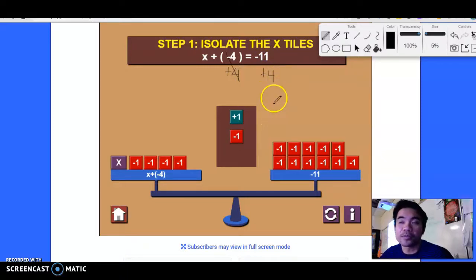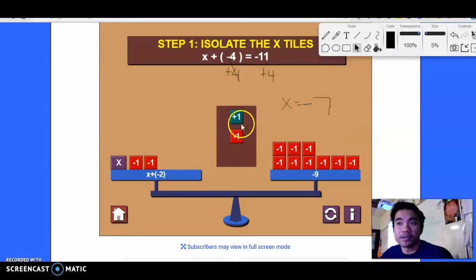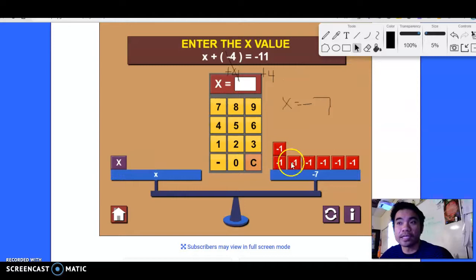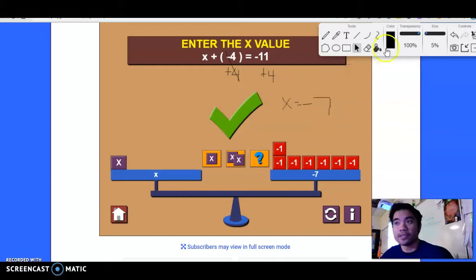Now, we have learned this before. What is negative 11 plus 4? Your answer will be negative 7. Okay, so let's see if we're correct. We're going to add 4 on both sides. Can you see that whatever is happening to the left, you have to do it to the right? So what is it now? X equals negative 7. Finish. Easy.